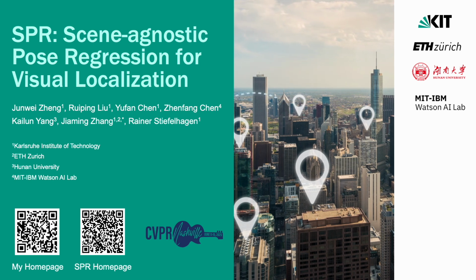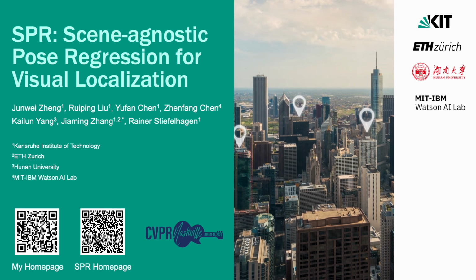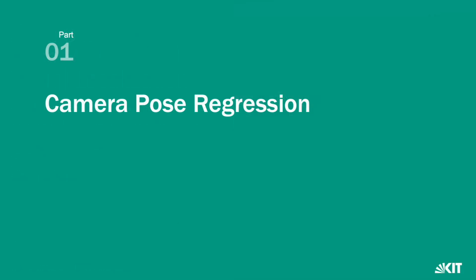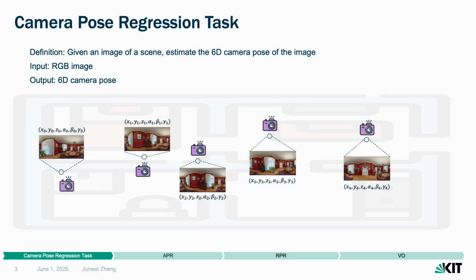I am presenting SPR, Scene-agnostic pose regression for visual localization. First of all, I would like to introduce the definition of the camera pose regression task. Given an image of a scene, our goal is to estimate the 6D camera pose of the image. The input of the task should be an RGB image, and the output should be the 6D camera pose, X, Y, Z, alpha, beta, gamma.